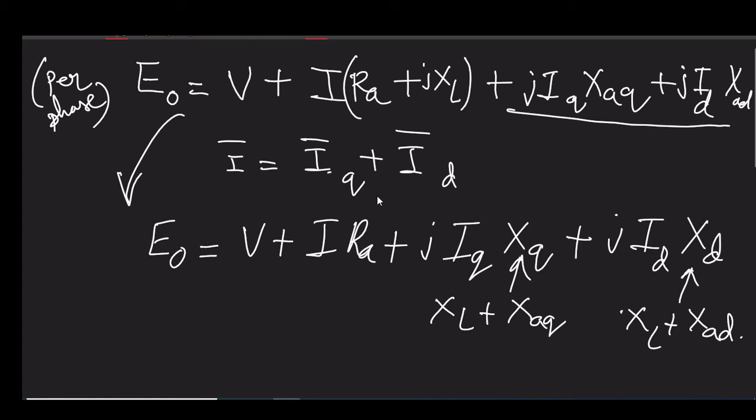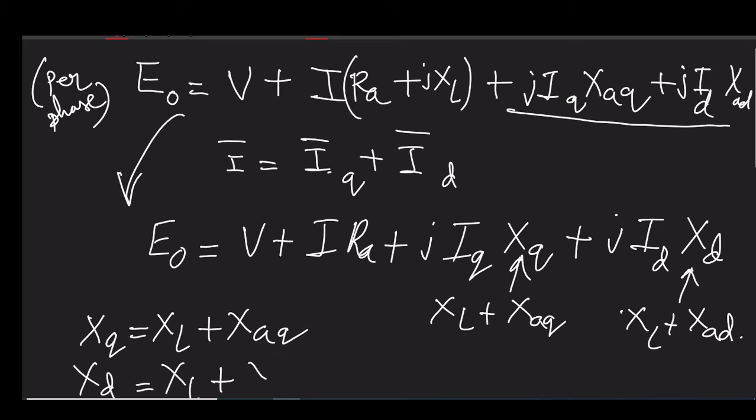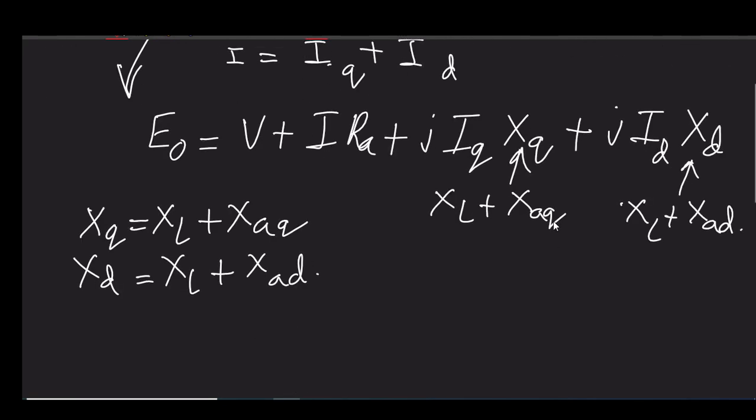So you may take your time to understand this. This is the splitting we have done here, that from I we got IQ XL. So we club that. Let me write more clearly. XQ is equal to XL plus XAQ. So now based on this equation, let us construct the phasor diagram.